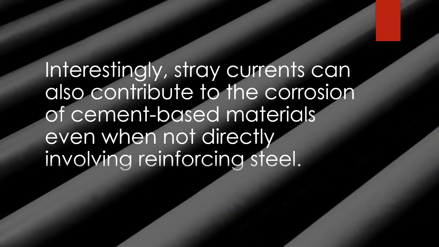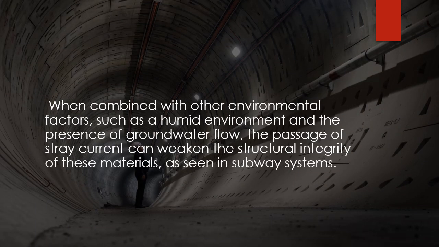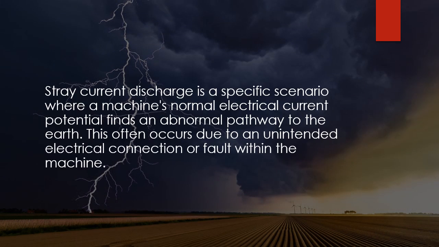Interestingly, stray currents can also contribute to the corrosion of cement-based materials even when not directly involving reinforcing steel. When combined with other environmental factors, such as a humid environment and the presence of groundwater flow, the passage of stray current can weaken the structural integrity of these materials, as seen in subway systems. Stray current discharge is a specific scenario where a machine's normal electrical current potential finds an abnormal pathway to the earth. This often occurs due to an unintended electrical connection or fault within the machine.